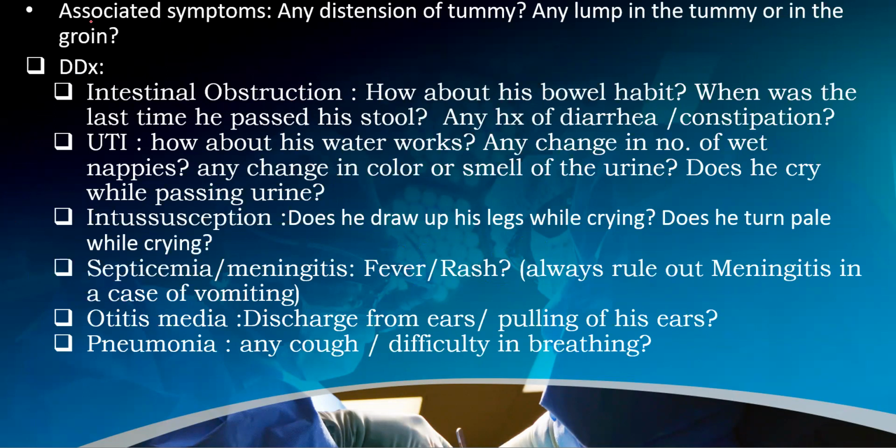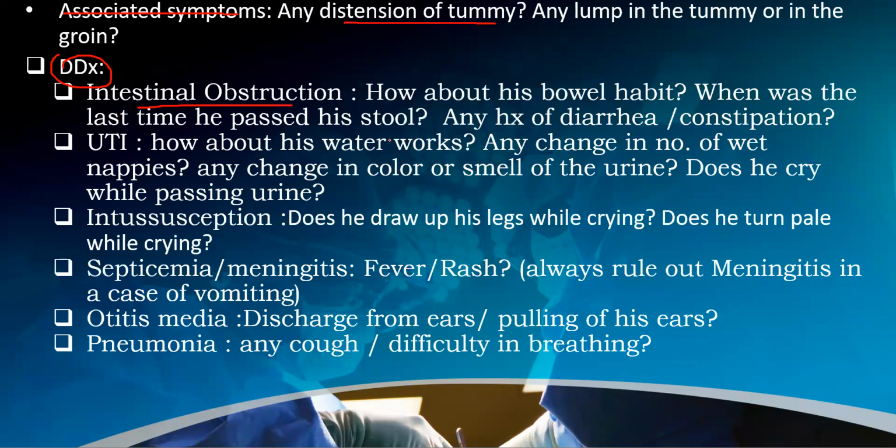Now, in this case, if you don't want to ask associated symptoms, you can start differential diagnosis, which will also fulfill all our differentials. Any distension of the tummy, we can ask in the intestinal obstruction question as well. So forget about associated symptoms here because this will be covered in your differential as well. Whatever works for you, you can keep it, but I would suggest keeping it as a differential. Associated symptoms in this case are not very important.